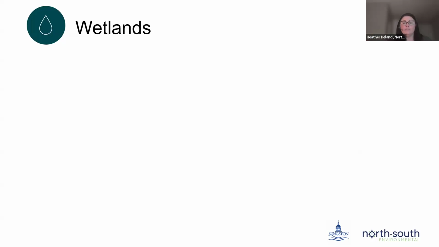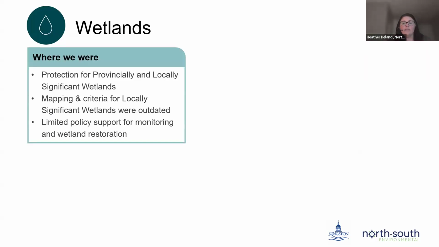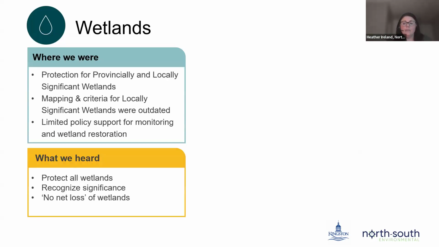So to focus on wetland protection. Tonight, I'll highlight where we are, what we've heard from the public, and how it informed the policy considerations. Starting off with wetlands, the city's current policies protect both significant and locally significant wetlands, but the criteria for locally significant wetlands were limited, and the mapping is outdated. There was also little guidance on monitoring wetland health or supporting wetland restoration.